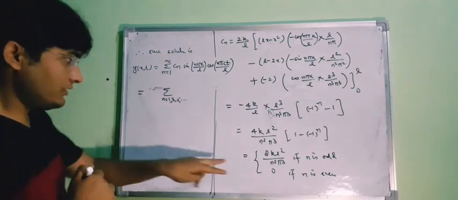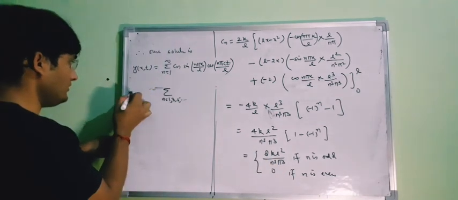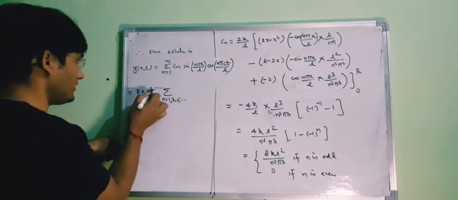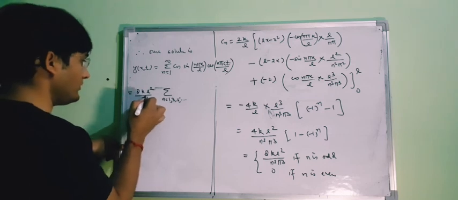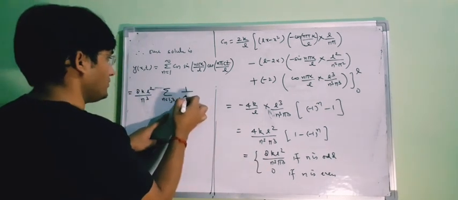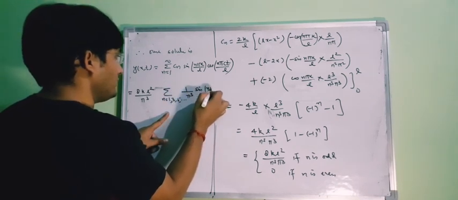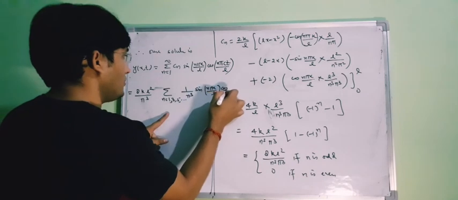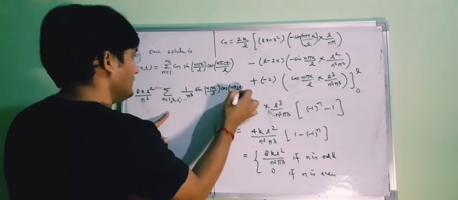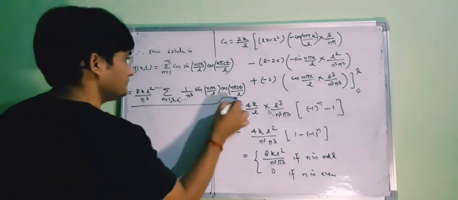And then we can take 8k L square upon pi cube common, then in the bracket we will have 1 upon n cube. So for n odd, this will be 1 upon n cube sin n pi x upon L into cos n pi ct upon L. So this is your answer of this problem.